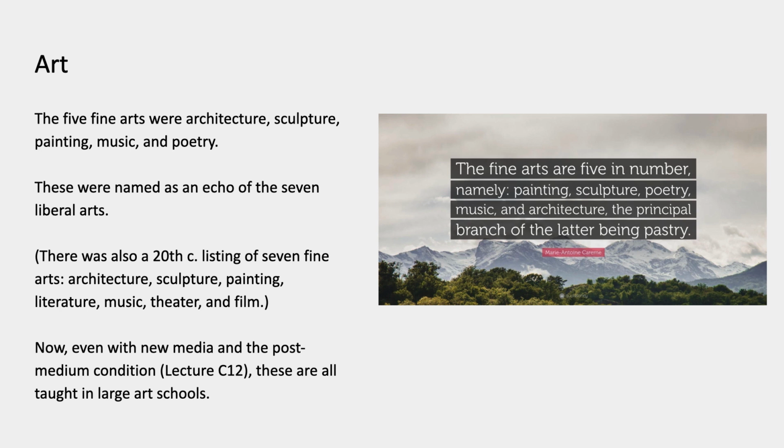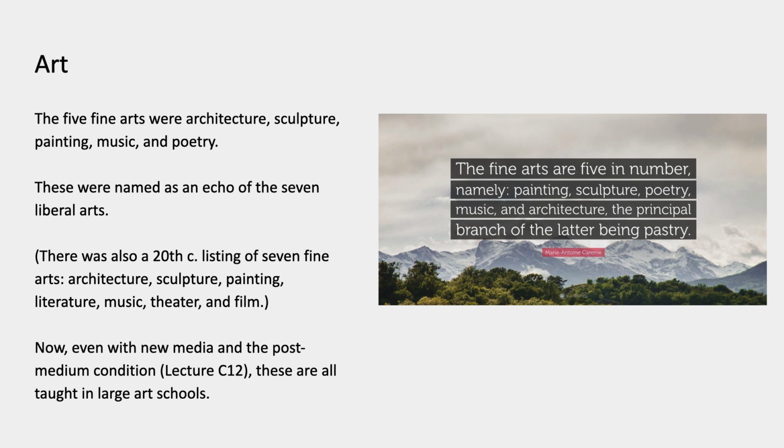From the Renaissance through the 19th century, it was traditional to say that there are 5 fine arts: architecture, sculpture, painting, music, and poetry. It's not the way we classify these days. They were named as an echo of the 7 liberal arts that were taught in medieval universities.